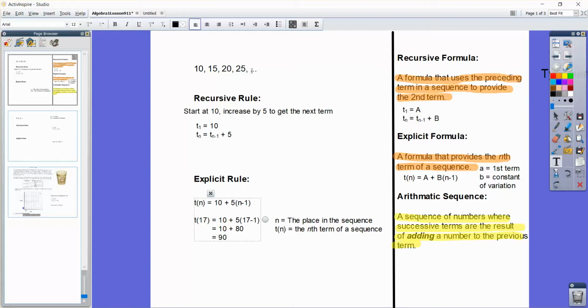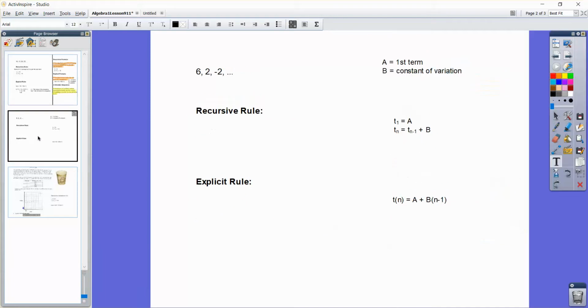So if we follow that rule, or follow this formula, we can determine any particular number in any particular sequence as long as we know the starting term and how much it varies by. So nice and easy. Our recursive rule and explicit rule are done for this sequence. Now we'll use the same kind of setup. Let's do a different example.